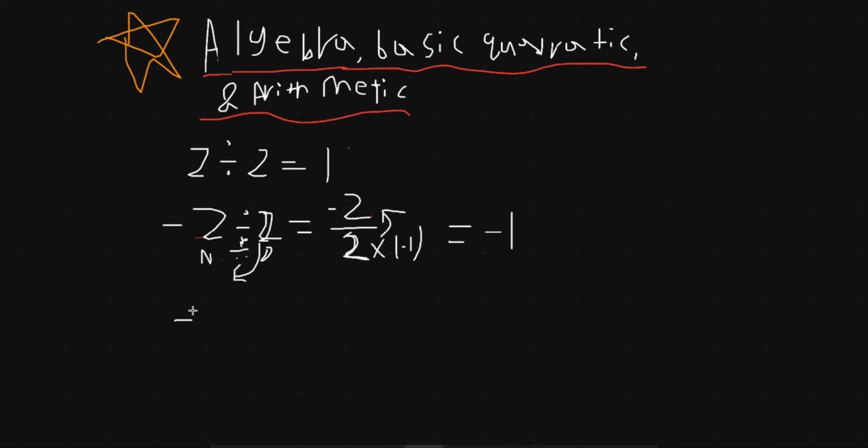But what about -2 divided by -2? Well, we could do the same for this. -2 over -2. Well, what happens if the two same numbers are on this? They cancel out, which is just 1. So yeah, this is how you do the basic arithmetic.